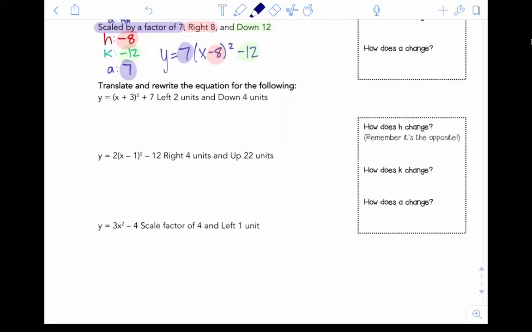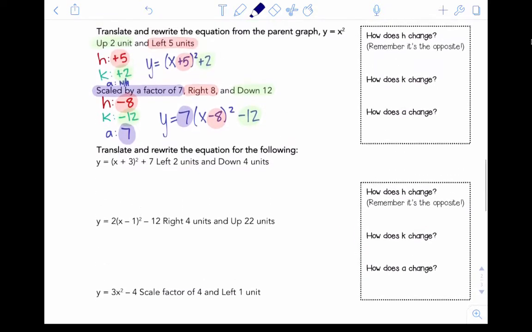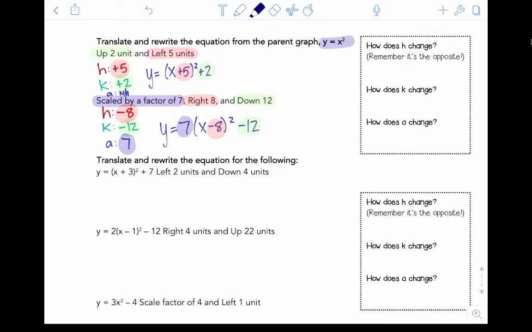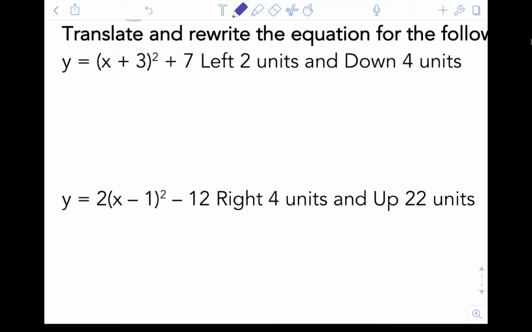We just have one last kind of problem. We are doing that same thing where we're given a translation, but now instead of going from the parent graph, we're going to be given an equation and we have to translate it. So we're going to go through that same process. Here is my equation.